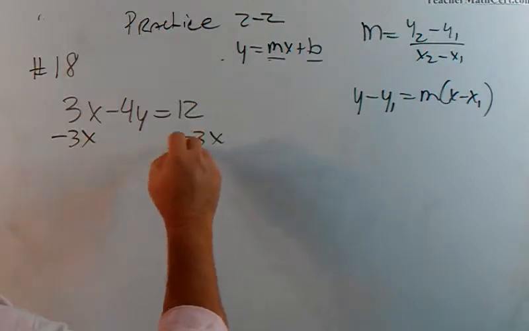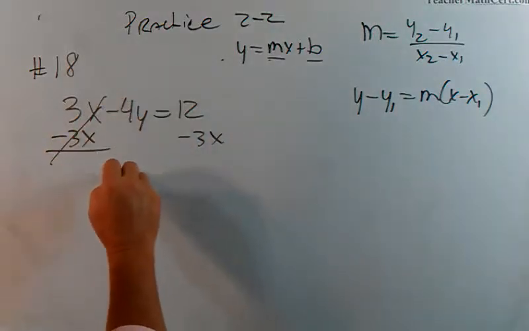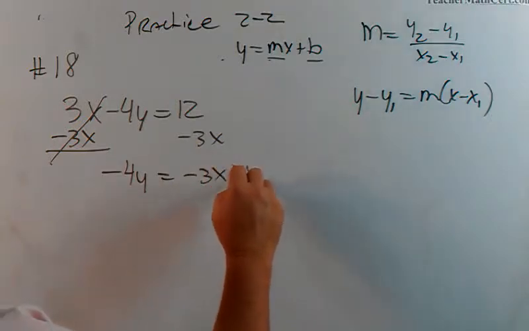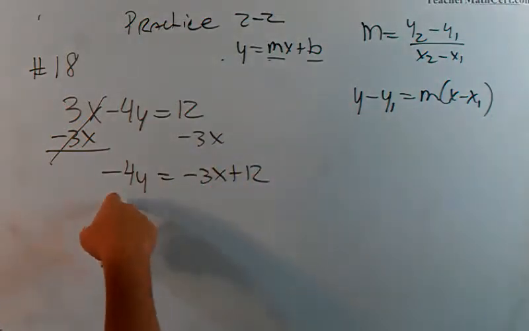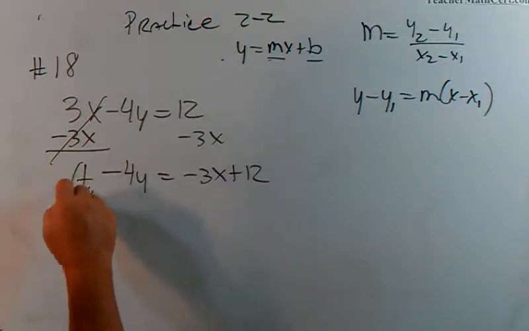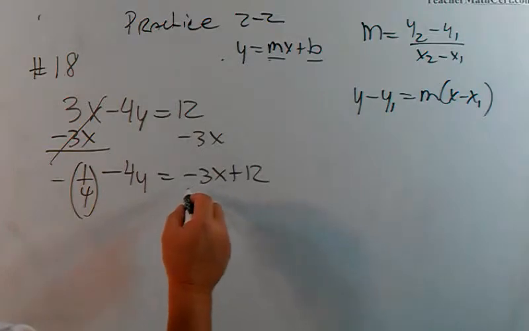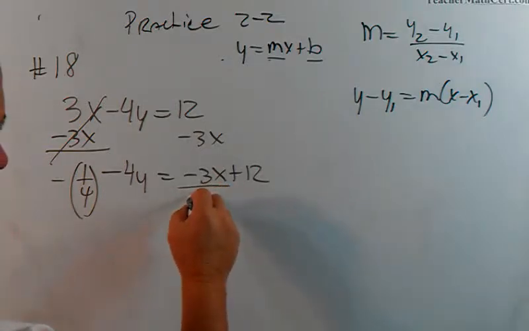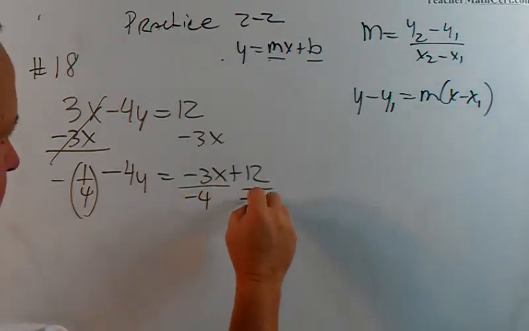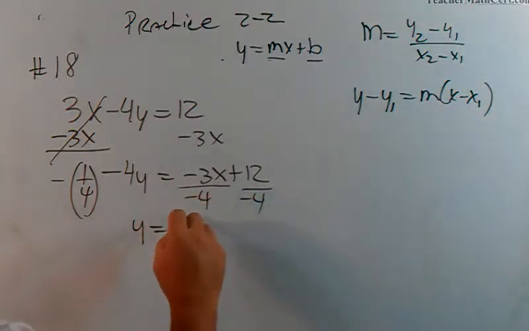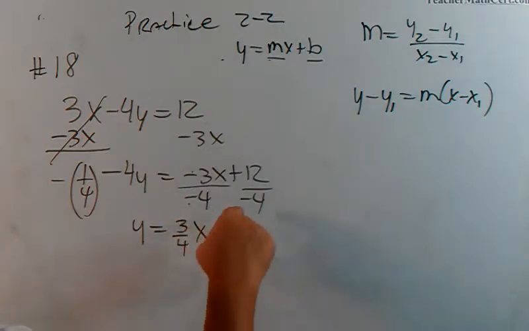Minus 3x, that's going to go to zip. Minus 4y is equal to minus 3x plus 12. Now we're going to have to multiply by negative 1/4 or divide by negative 4, however you want to look at it. So we'll just divide by negative 4. So we've got y is equal to positive 3/4 x, a negative and a positive.